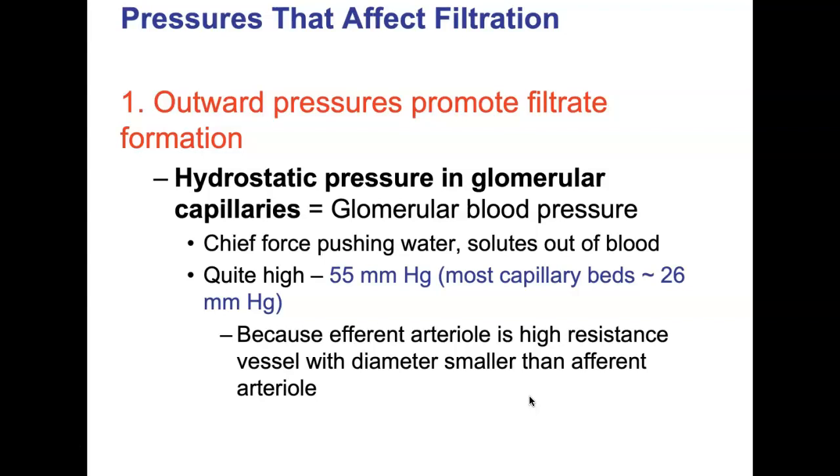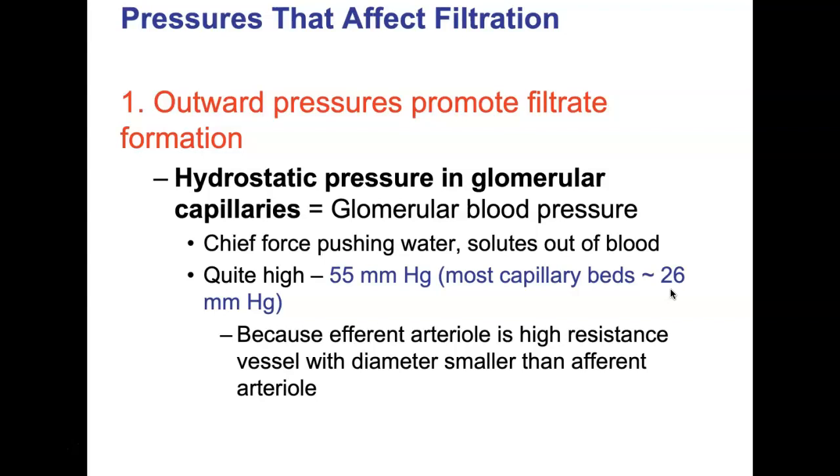The blood pressure in the glomerulus is extraordinarily high. So it's about 55 millimeters of mercury compared to an average of most capillary beds, which is about 26 millimeters of mercury. And it remains high across the entire capillary bed. This is because the glomerular capillaries are drained by high resistance efferent arterioles, whose diameter is smaller than the afferent arterioles that feed them, as we outlined in the previous video. So as a result, filtration occurs along the entire length of each glomerular capillary, and reabsorption does not occur as it would in other capillary beds.